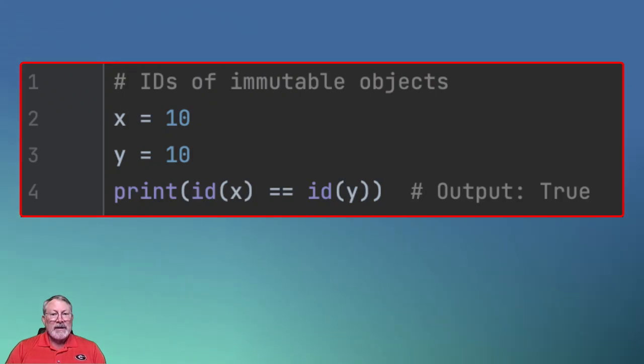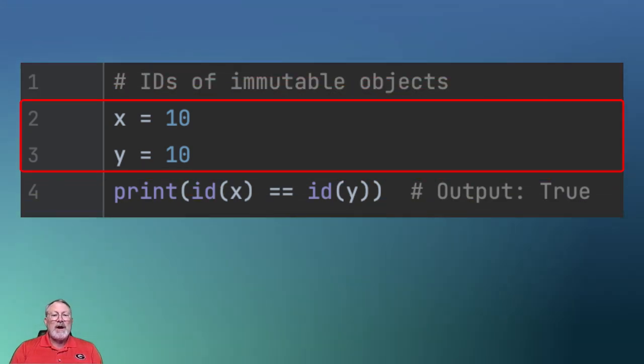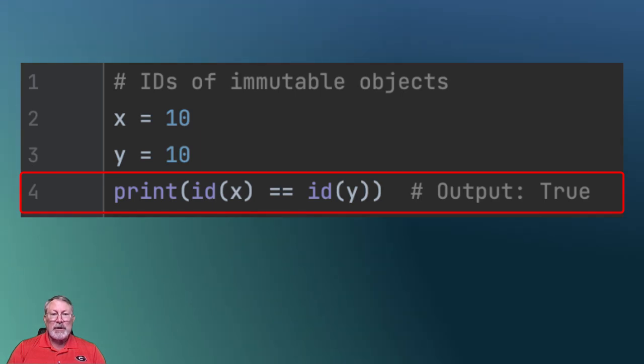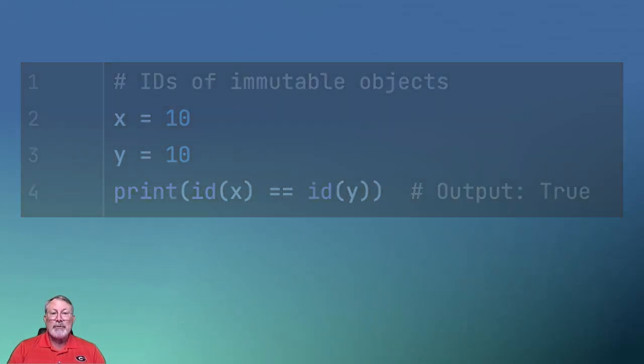Immutable objects like integers and strings can have surprising behavior. Let's see an example. In this case, X and Y share the same ID because Python optimizes memory by reusing immutable objects with the same value.